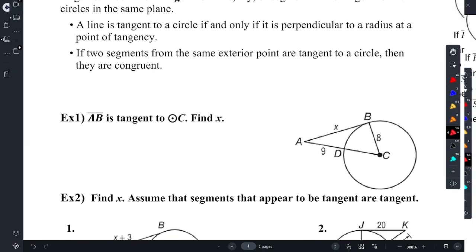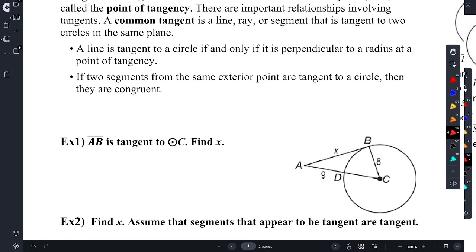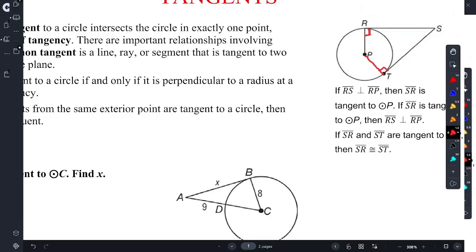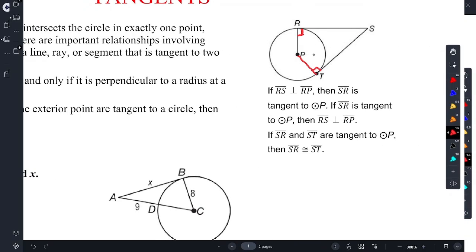Now listen, what they're going to like to do is hide radii from you. So if I'm looking at example 1, let's make sure we go through these first. A line is tangent to a circle if and only if it's perpendicular to a radius at the point of tangency. That makes sense? It's a tangent if that point makes a right angle with the center. And if 2 segments from the same exterior point are tangent to a circle, then they are congruent. Let's talk about that. What they're saying is, if you have a point out in space and you construct the tangents to the circle, those two would have to be equal.